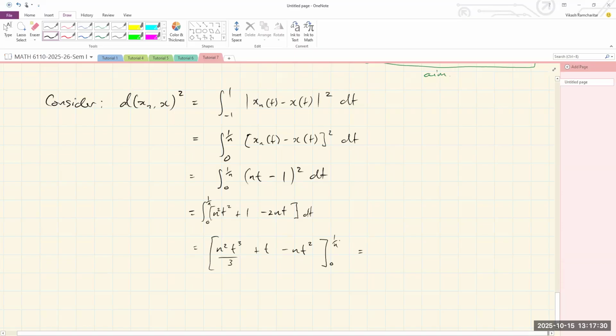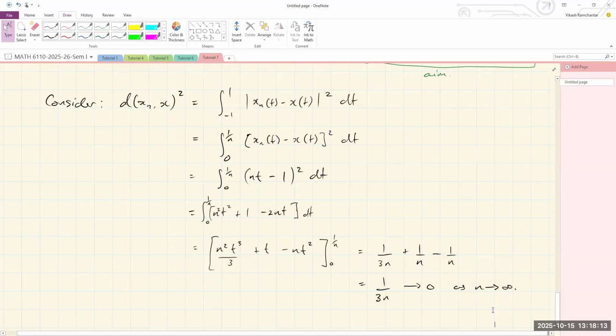So when t is equal to 1 over n, this becomes 1 over 3n, right? Yeah. n cubed, yeah, 1 over 3n plus 1 over n, minus 1 over n. And when t is equal to 0, everything is 0. Okay, so that's just 1 over 3n, which of course goes to 0 as n goes to infinity.